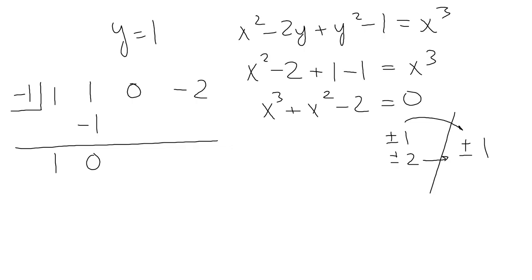Now that I'm looking at this, I think I've messed this up slightly. Let's go back a second here. This is not x cubed plus x squared minus 2. This is x cubed minus x squared minus 2, which means this is actually a negative 1 here. It doesn't affect what our values were, but it does mess up our synthetic division here. So negative 1 plus negative 1 is negative 2, right?